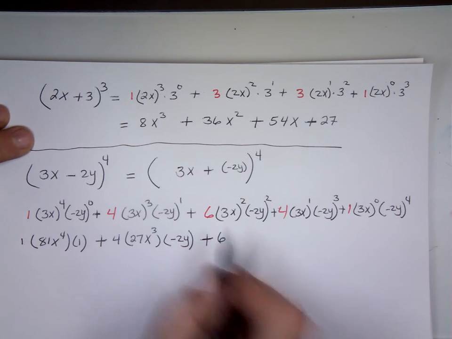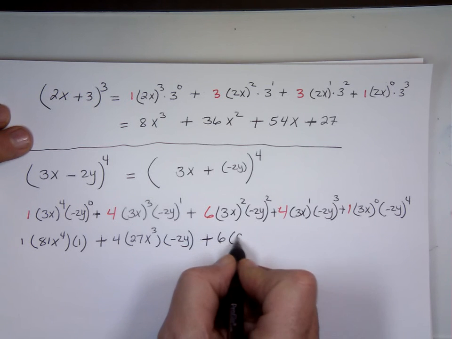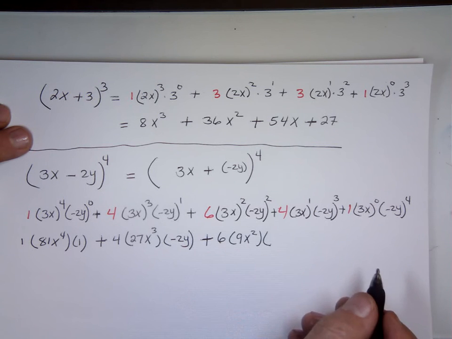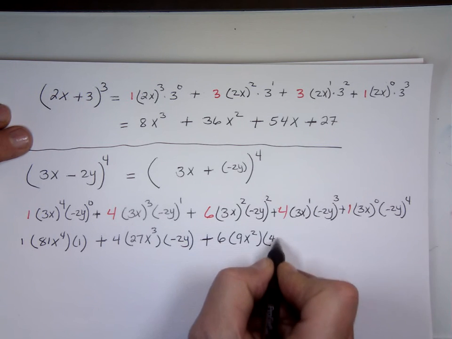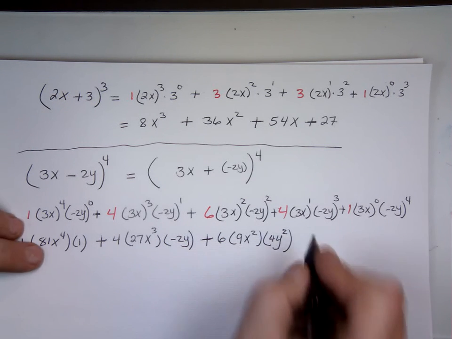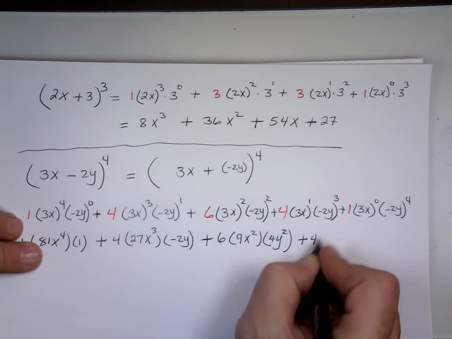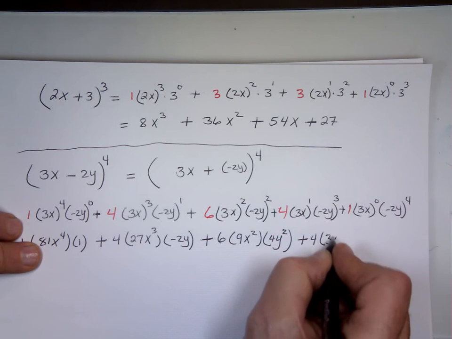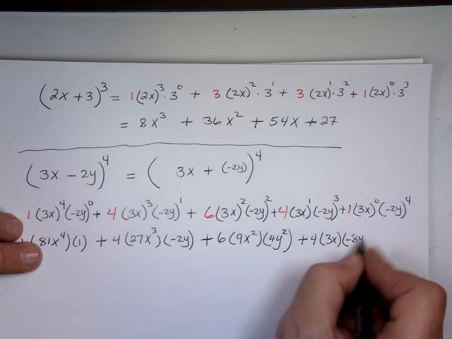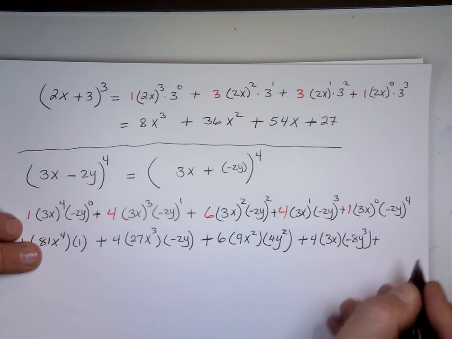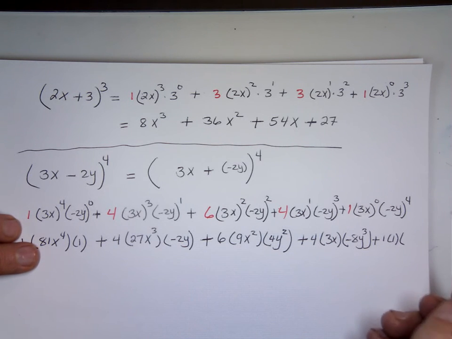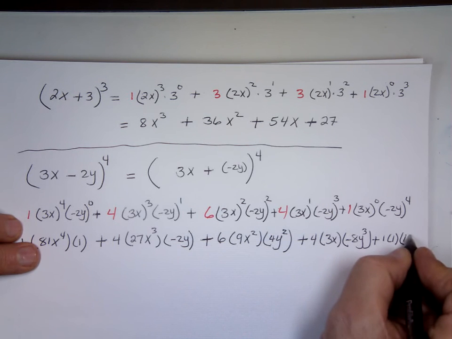What's 3x when you square it? 9x squared. And this one what? Is it 4y squared? 3x to the 1 is 3x. Negative 2 cubed is negative 8y cubed. 1 times 1 times what? Is that 16? Y to the 4th.